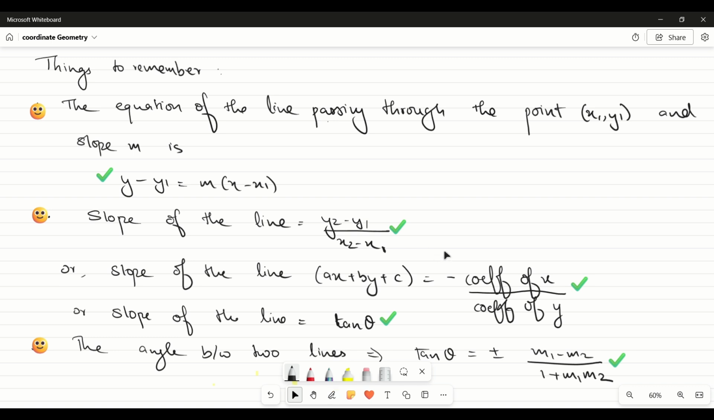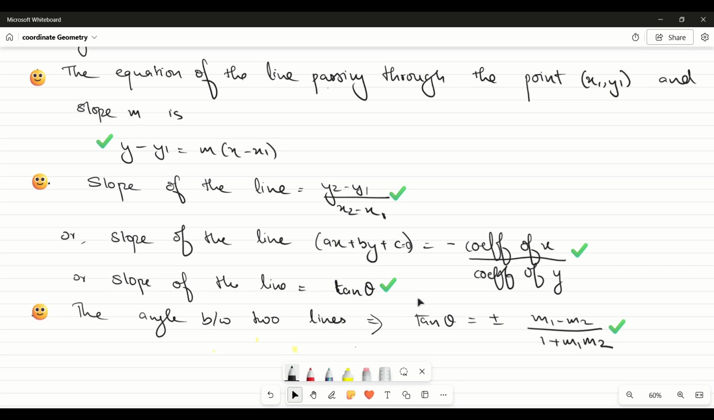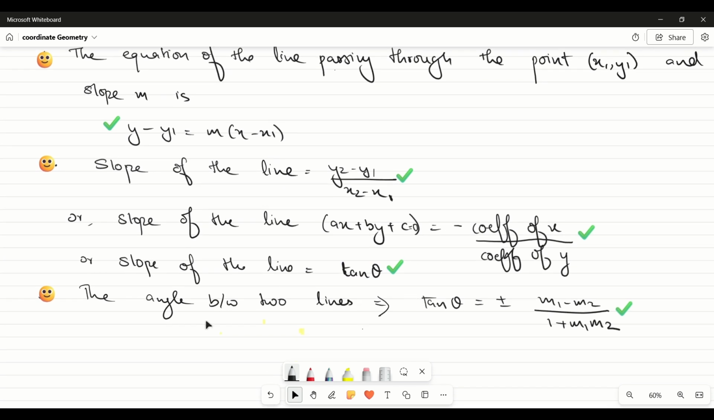Now another one: the slope of the line, when we have the equation in the form ax plus by plus c equals 0, is equal to minus the coefficient of x divided by the coefficient of y. And another one: the slope of the line is equal to tan theta. I hope you know what theta is. Theta is the angle between the line and the x-axis, basically the positive x-axis, and it is measured anti-clockwise.